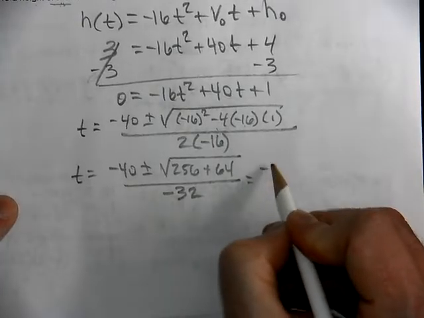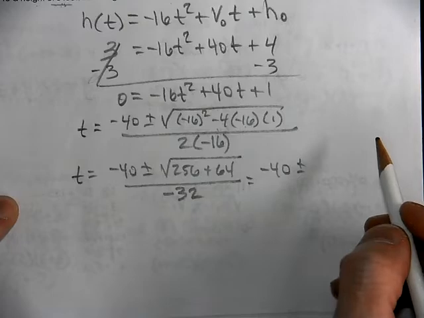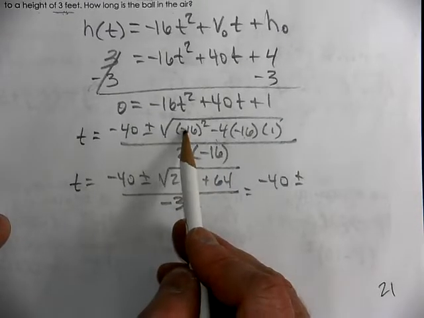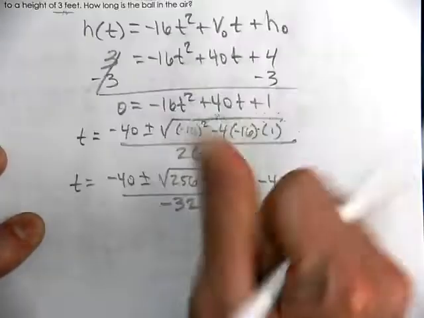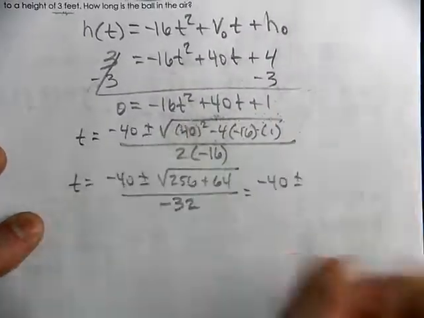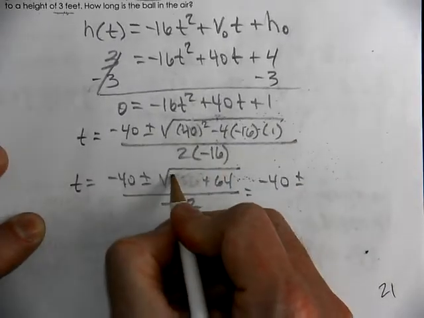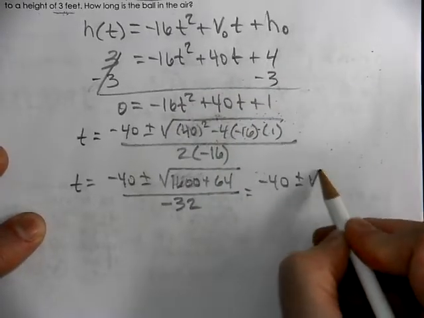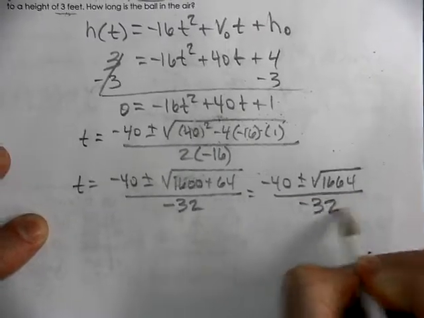So that itself is going to be negative 40 plus or minus. Oh, I'm sorry. I did make a mistake here. What value goes in here? B. That should be our B value, which should have been 40, which should have been 1600. Okay, so now we have the square root of 1664 over negative 32.